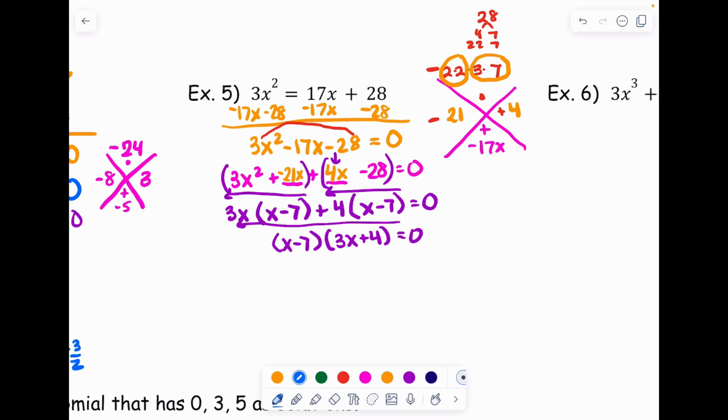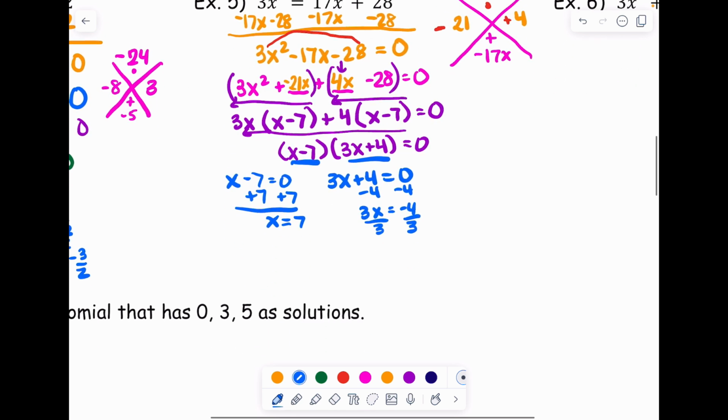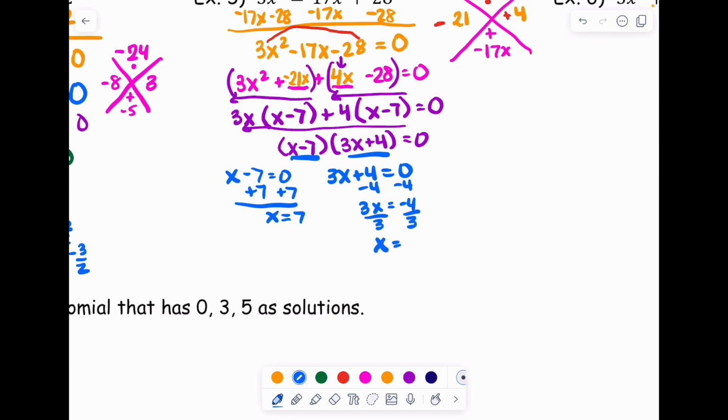So we're going to set each factor equal to 0. So we have x minus 7 equals 0, and 3x plus 4 equals 0. So we'll add 7 and get x equals 7, and we'll subtract 4. 3x equals negative 4. Divide by 3. And guess what, guys? We have our last solution, which is x equals negative 4/3. So our two solutions will be 7 and negative 4/3.